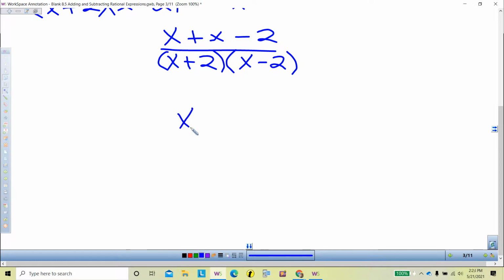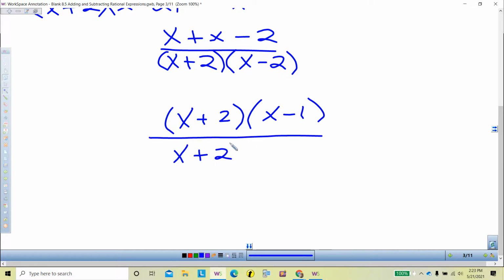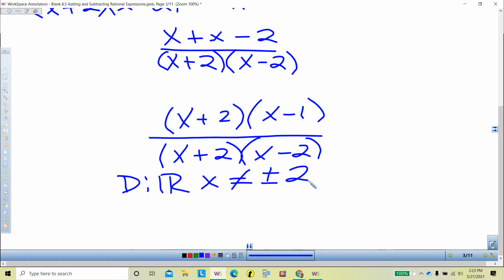Like deja vu all over again. Plus 2 minus 1. And then what's domain? All the reals except plus or minus 2. Excellent. And then just the plus 2's cancel. Bam and bam. And final answer, x minus 1 over x minus 2.